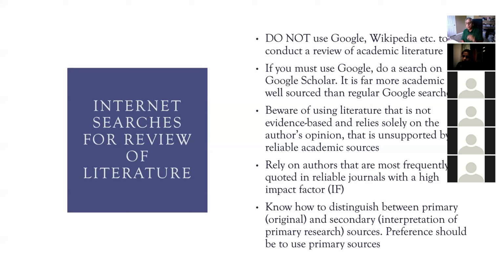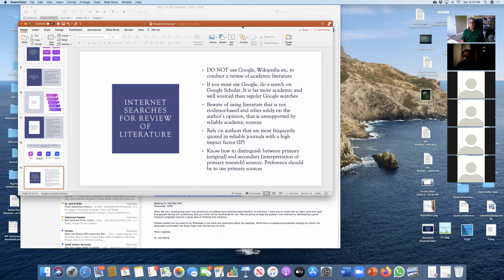Rely on authors that are most frequently quoted in reliable journals. You will find that some authors are quoted again and again and again. Why is that so? Because those authors are robust authors. They have done quality work. So look at the work of those authors. Take a cue, take an example of those authors. Know how to distinguish between primary and secondary. Okay, and I spoke about that earlier. Preference should be given to primary resources. Okay, and that is, my friends, the end of this presentation.